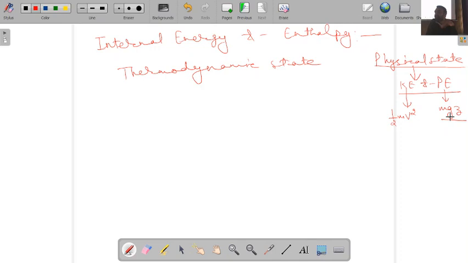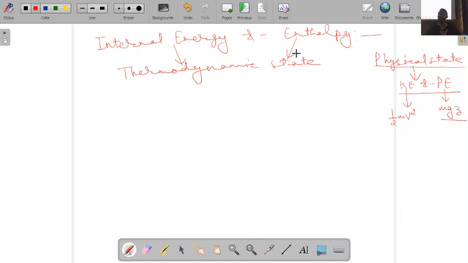So if its thermodynamic state is remaining the same, then the thermodynamic properties are not changing. The first point is that internal energy and enthalpy are nothing but thermodynamic properties of the system. Being thermodynamic properties, these depend upon the thermodynamic state of the system.